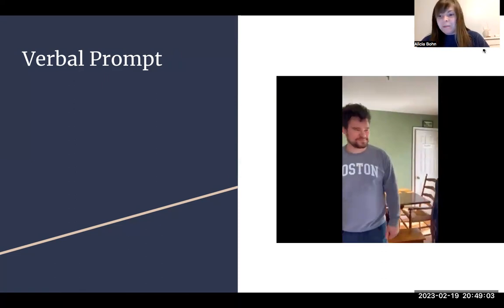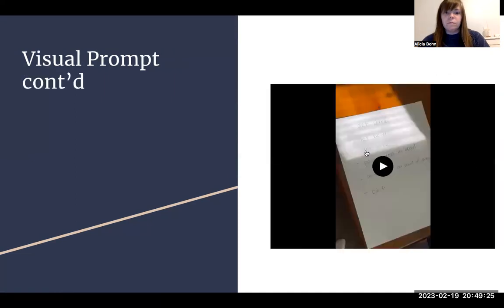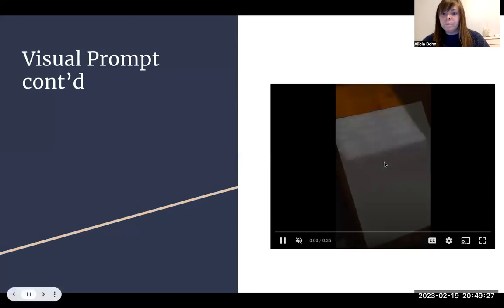So the next prompt is a visual prompt, and this can be done with task analysis. And this can be presented with text, like written words, or it can be presented with pictures to help with that visual of each step broken down into the sequence. And then here's the example.